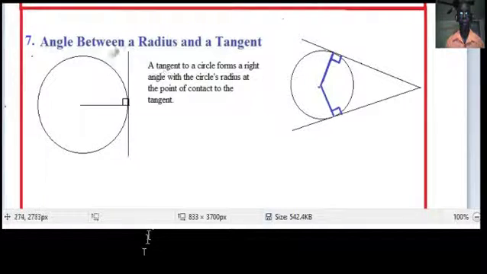Theorem 7. Angle between a radius and a tangent. A tangent to a circle is a straight line which touches the circle at only one point, so it does not cross the circle, it just touches it. A tangent to a circle forms a right angle with the circle's radius at the point of contact of the tangent. This is the radius, and this is the tangent. These two form a 90-degree angle at the point of contact.